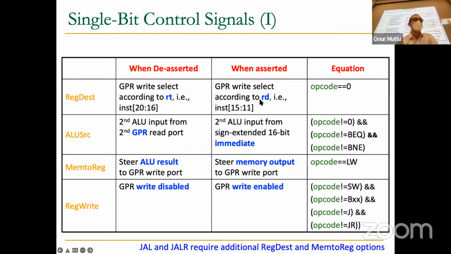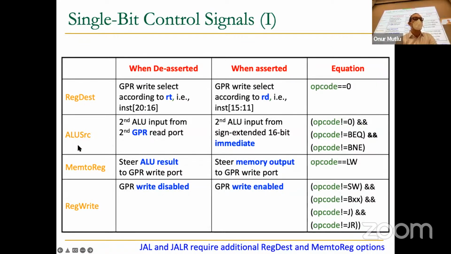Basically, the destination register comes from instruction bits 15 through 11 only if the opcode is 0 for the instructions we consider. And now you know how to generate a combinational logic for this. You check the opcode. If the opcode is equal to 0, this bit is set. If it's not equal to 0, this bit is not set, basically.